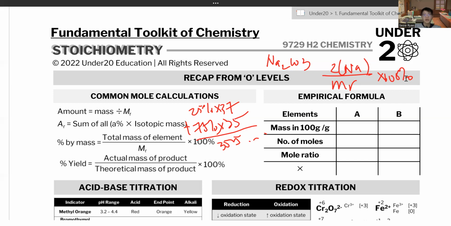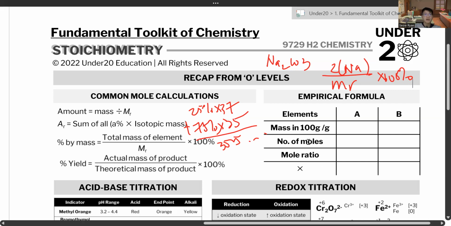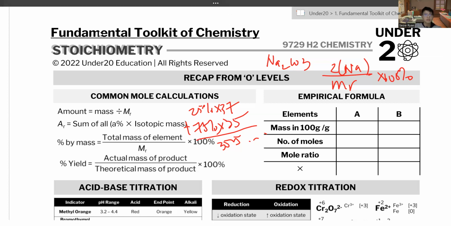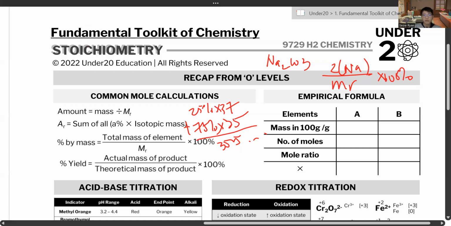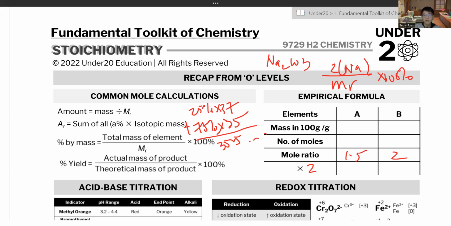Okay, and then this multiplication sign at the bottom is for when you get a mole ratio of, for example, 1.5:2. What you do is you multiply by 2, and then you get 3:4. So your empirical formula is A3B4.